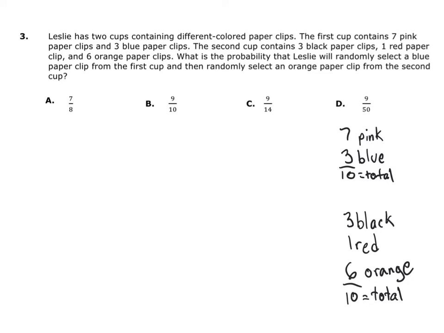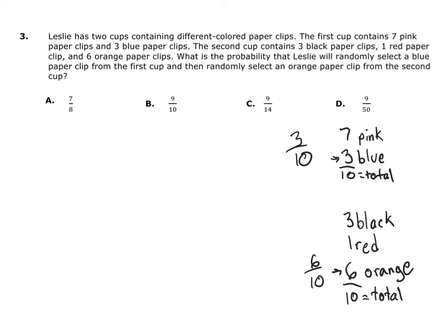It says, what is the probability that Leslie will randomly select a blue paperclip from the first cup? So let's figure that out first. Blue paperclip, we have 3 out of 10 total. So that's the probability for that. And then randomly select an orange paperclip from the second cup. So we have 6 orange out of 10 total.